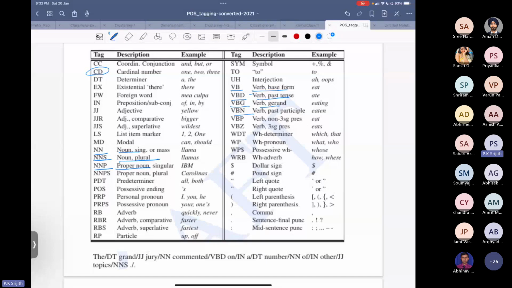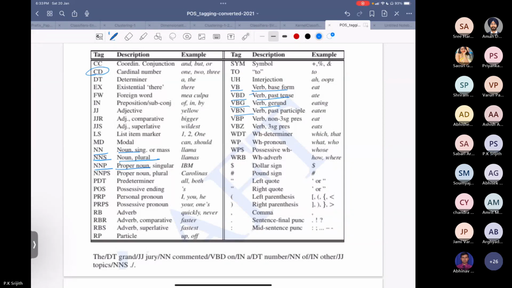So it's not really just about finding out whether a word is a verb or a noun, but also getting more fine-grained information about that word, like whether it is a verb past tense, verb present tense, proper noun, noun singular, noun plural, etc. So these are the typical set of part of speech tags used in the NLP domain.